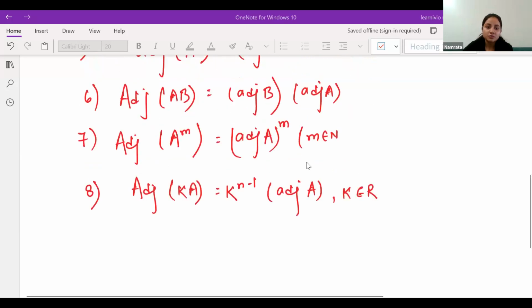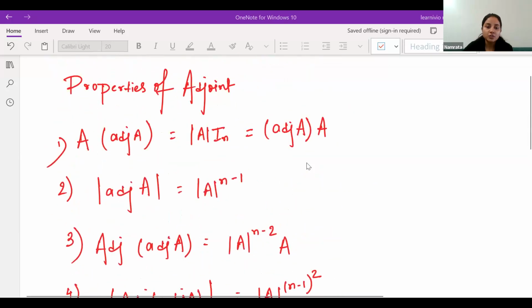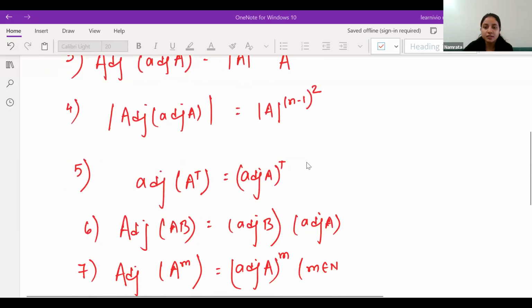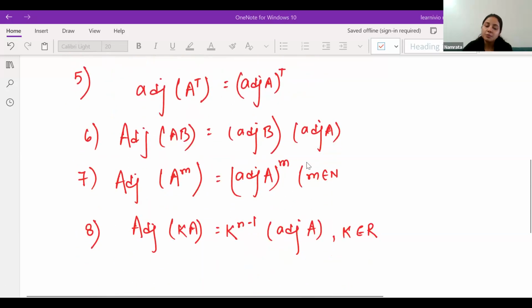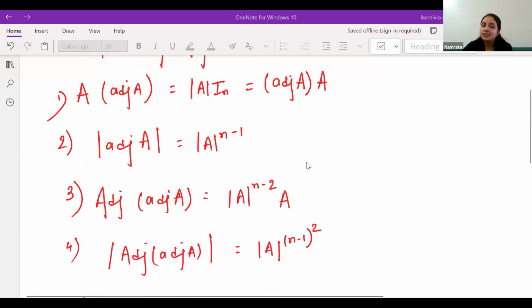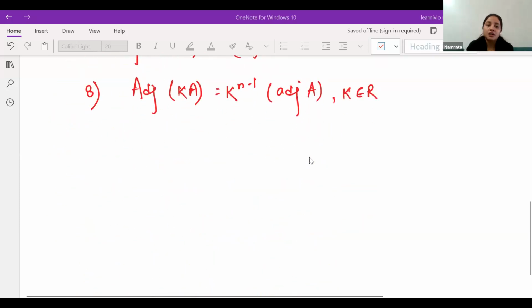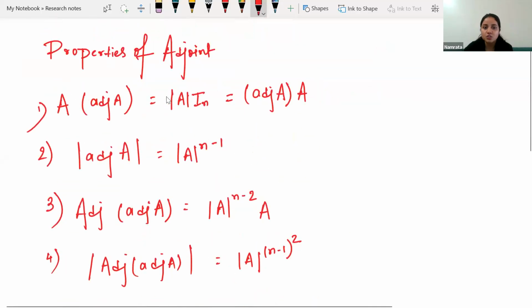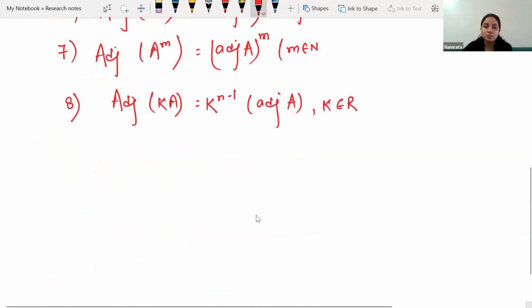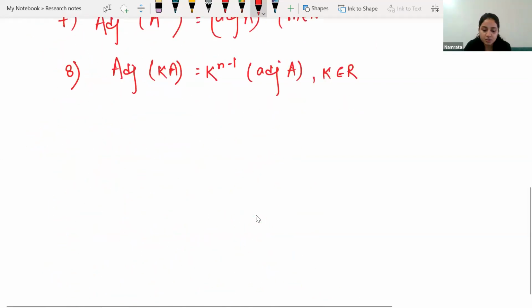So here we are having a few properties of adjoint, and this was also there in class 12. We will be solving one question by using these properties, and then we will move ahead. First, let's take one question which is related to these properties.